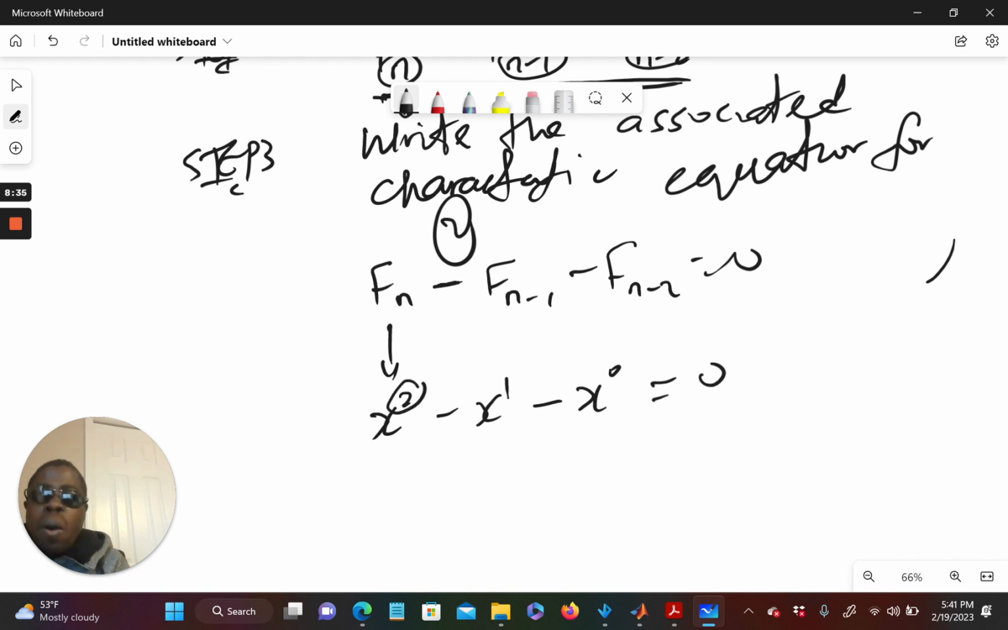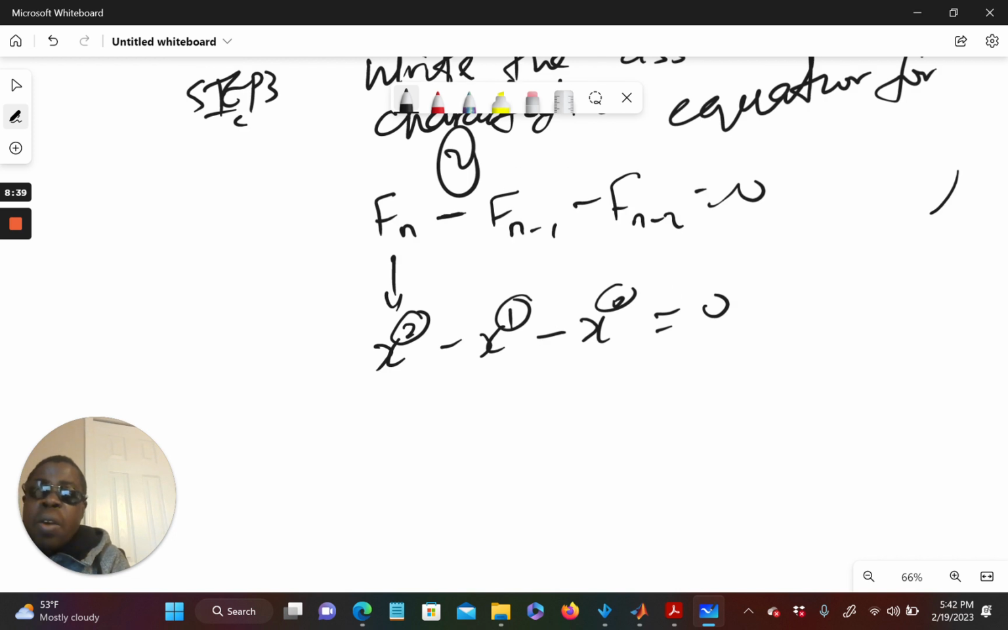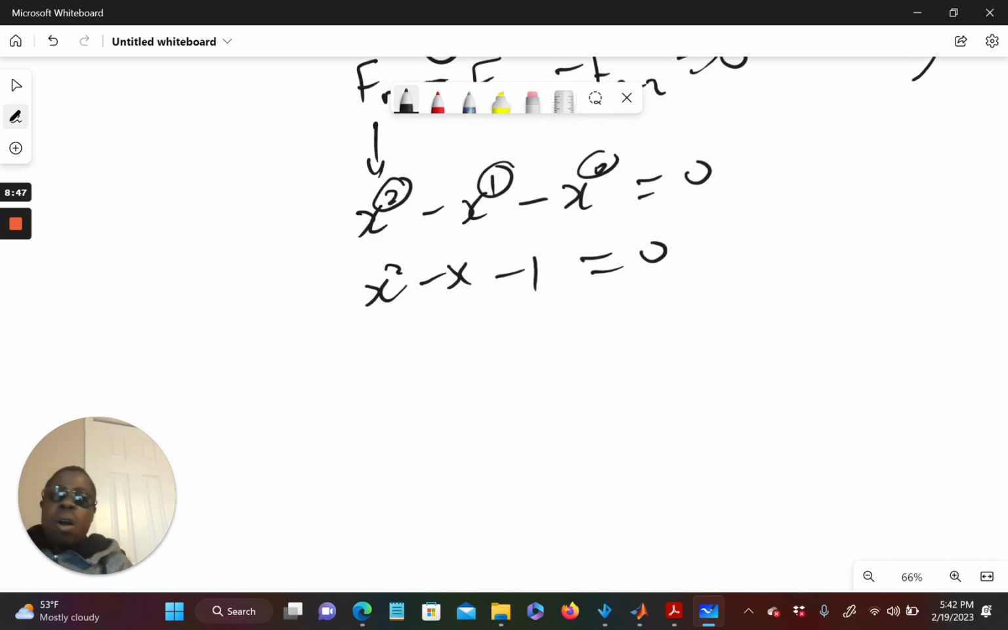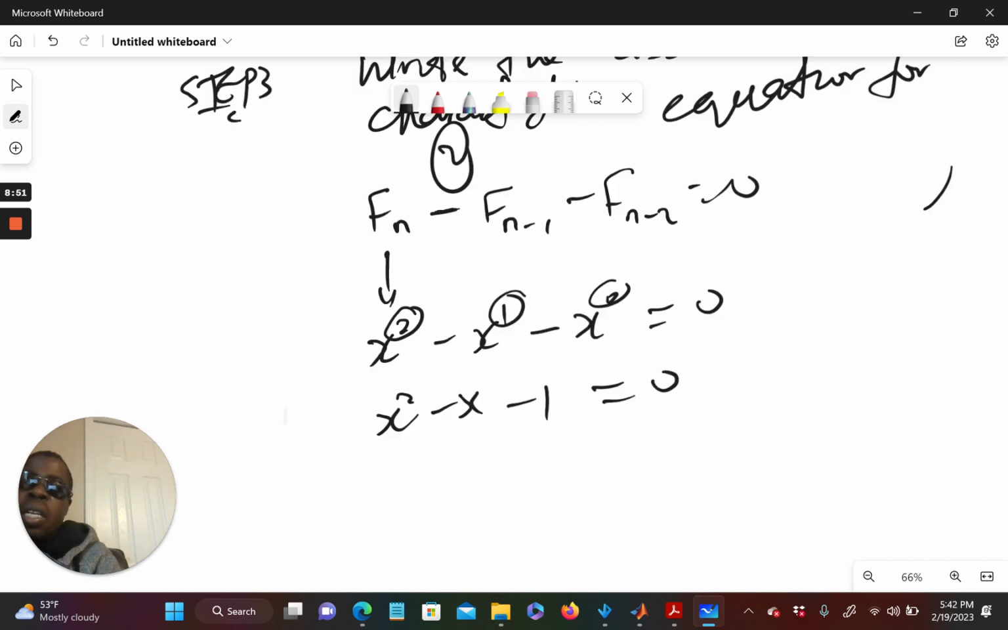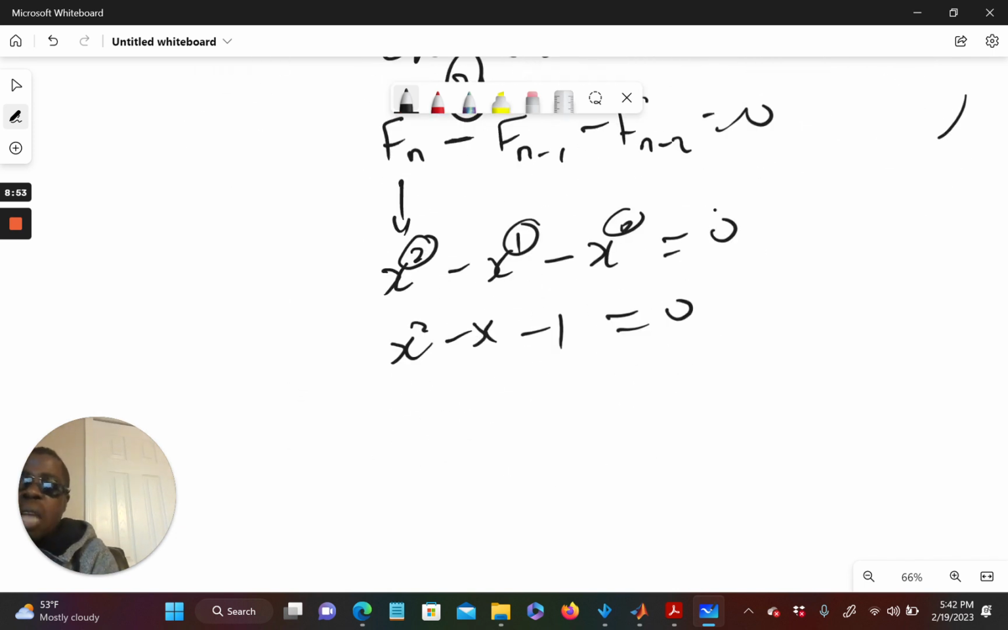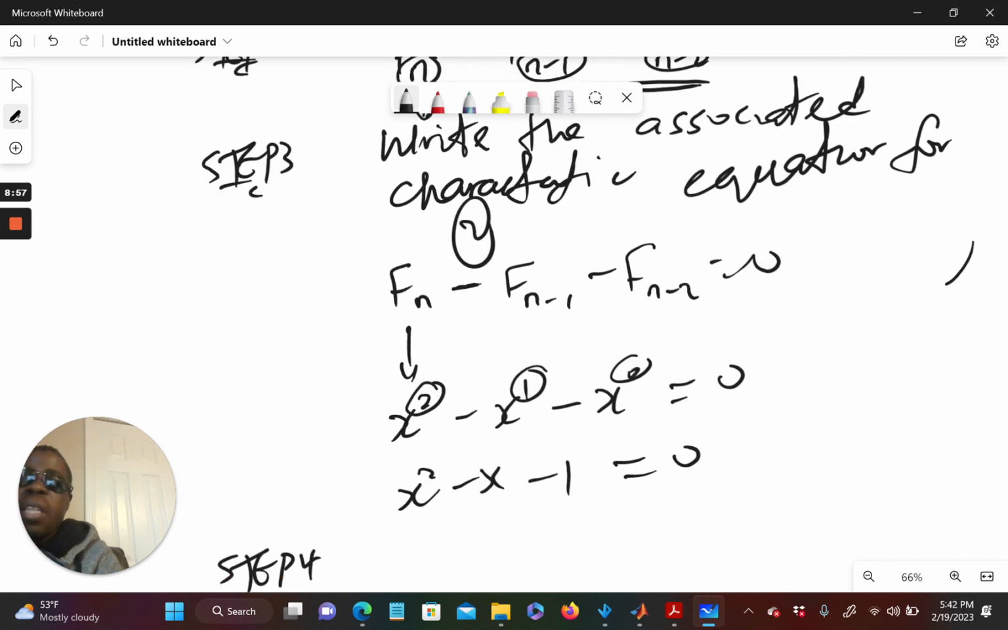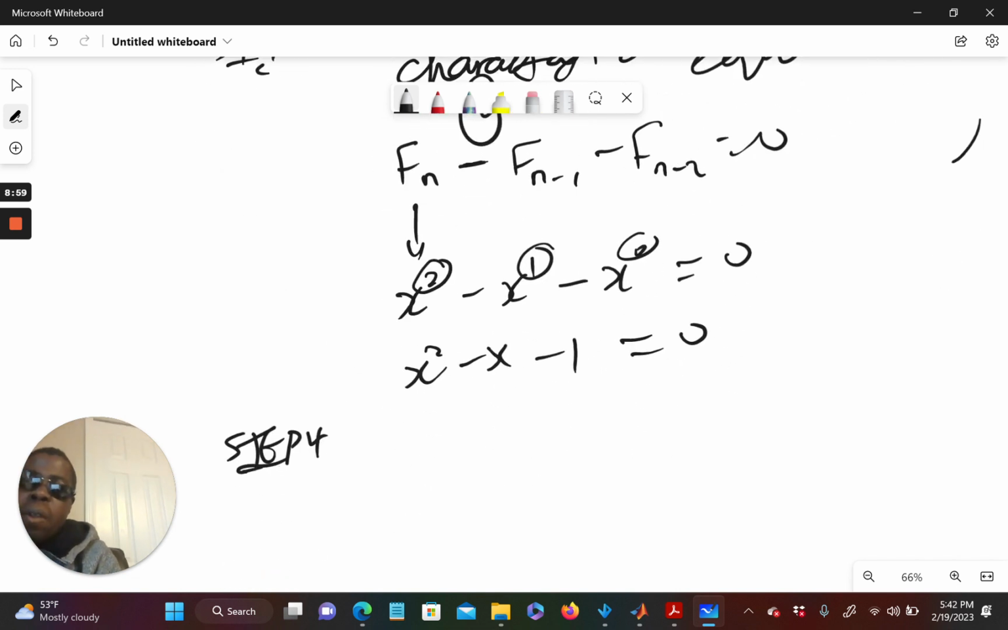Now look at how the power was reducing. That's how to form it. And you can rewrite this actually as x squared minus x minus 1 equals 0. Okay, now you have to solve this quadratic equation. That will be your step number 4.